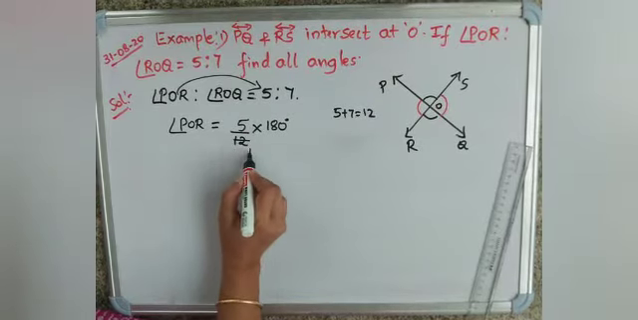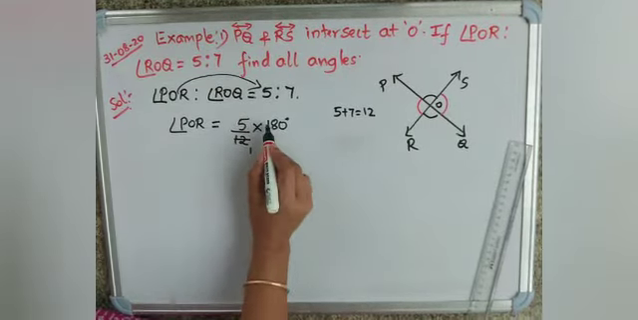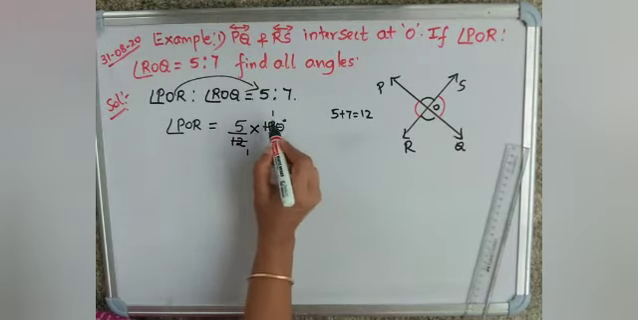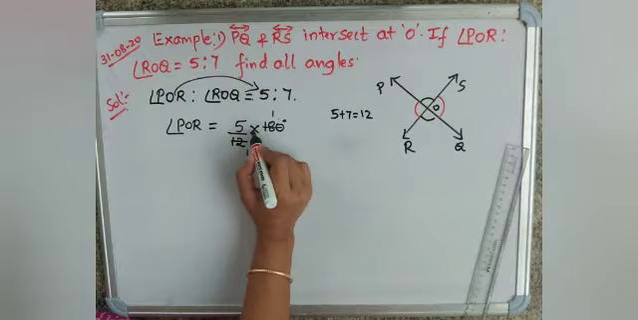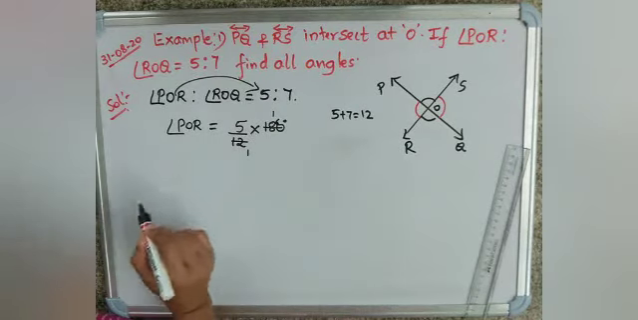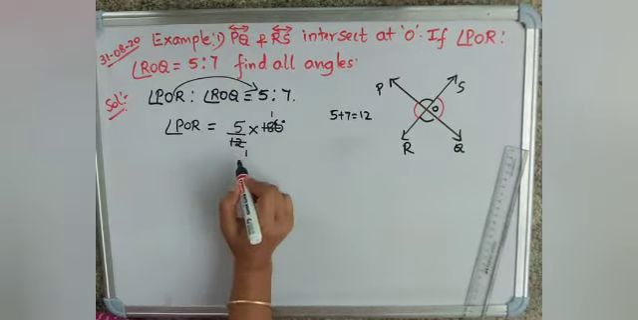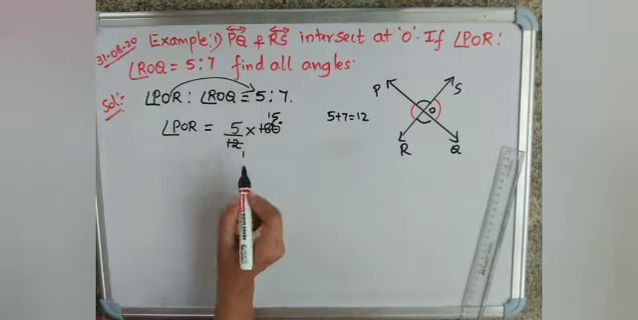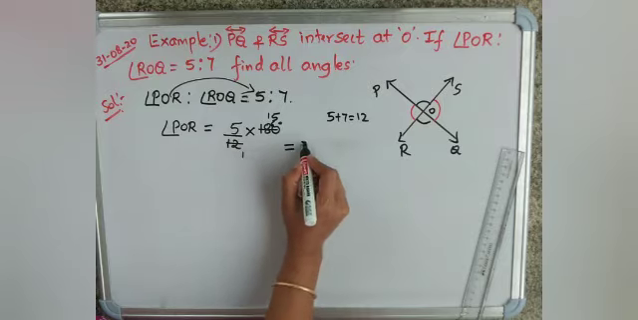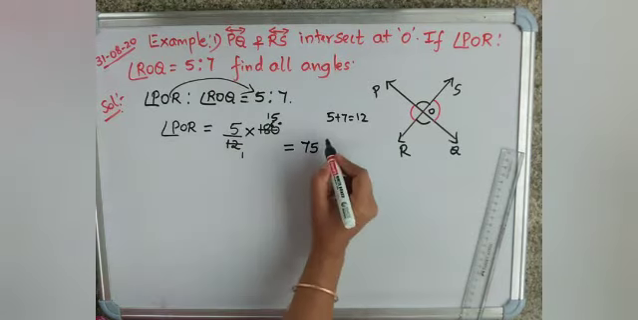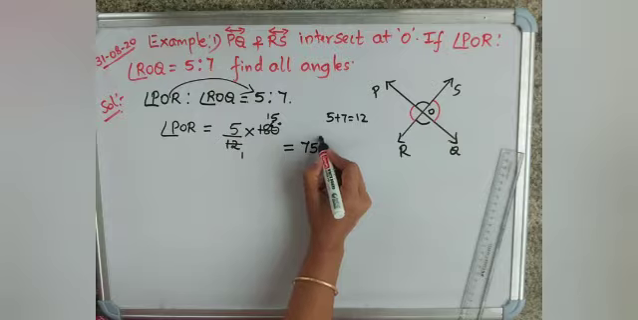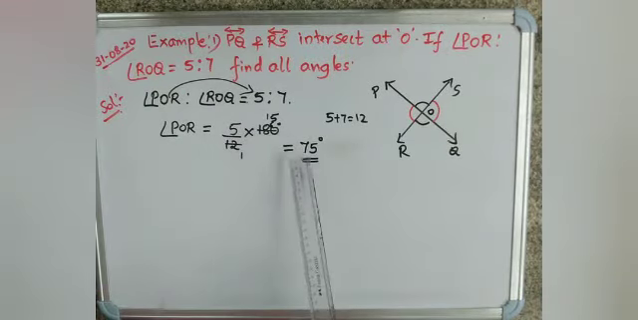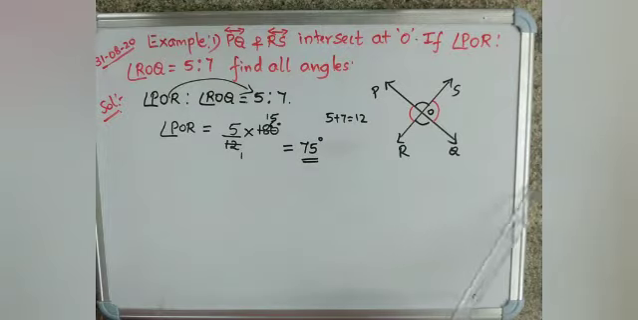12 ones are 12, 12 twos are 24. So, I am going to write here 12 ones are 12. 18 minus 12 is 6. 60. 12 fives are 60. 5 into 15 is equal to 75. Now, how to measure angle? That is in degree. So, angle POR is equal to 75 degree.